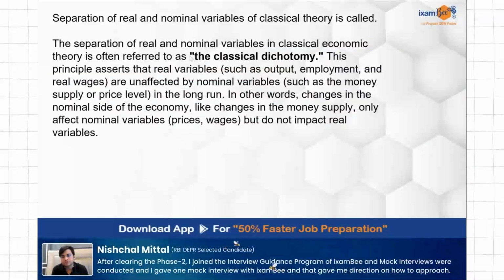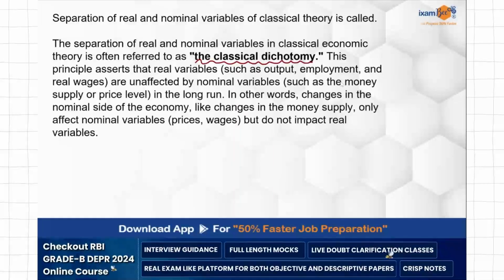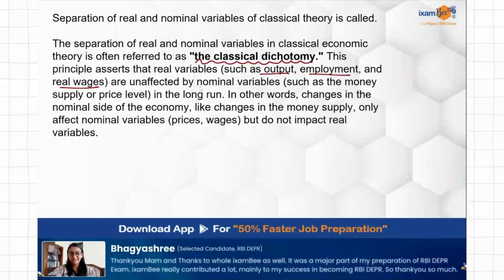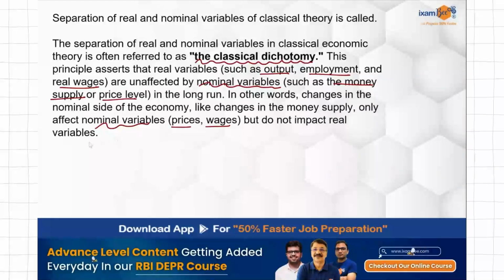Separation of real and nominal variables of the classical theory is called... a very important concept. We all know this. This is known as the classical dichotomy, which means that the real variables, for example, output, employment, and real wages, are not affected by the nominal variables such as the money supply or the price level in the long run. In other words, changes in the nominal side of the economy, like changes in money supply, only affect nominal variables, which are prices and wages, but do not impact the real variables.